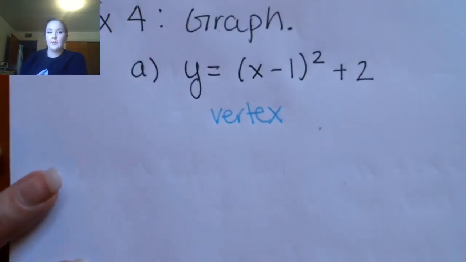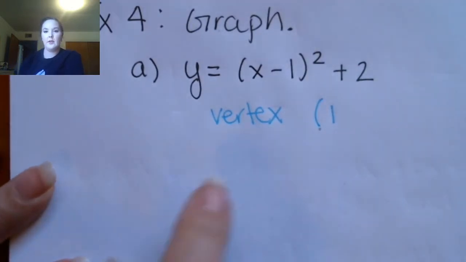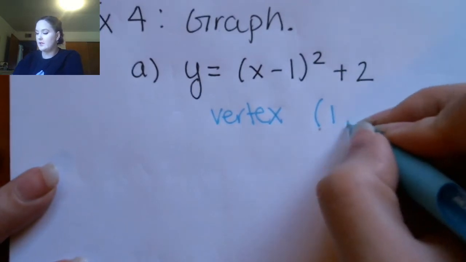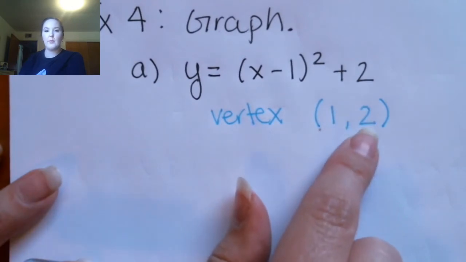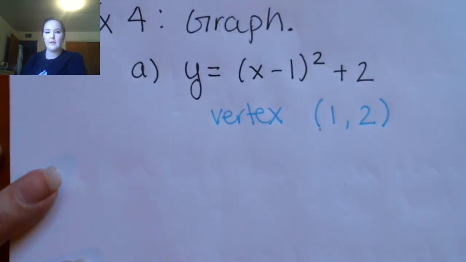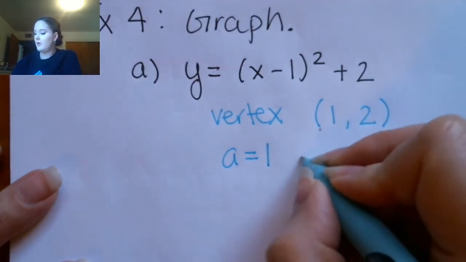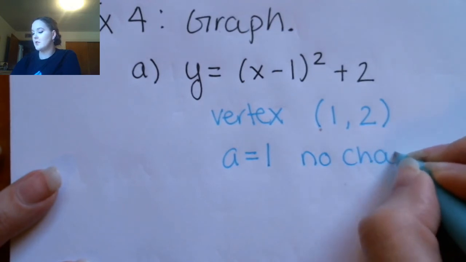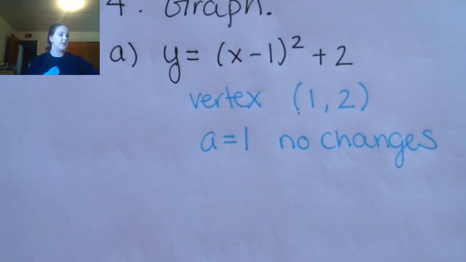Okay, so we can see that we have -1. That means that the x part of the vertex is 1. And here's the y part of the vertex. It is 2. So the x part has the opposite sign, but the y part has the same sign. And then since the number in the front is 1, there are no changes, right? Everything else is like the base graph. Okay, so let's look at this graph.